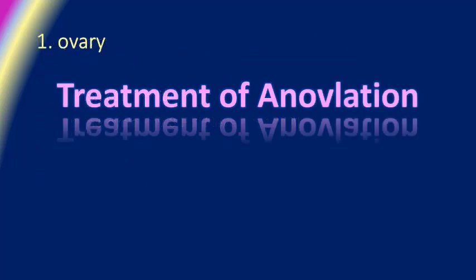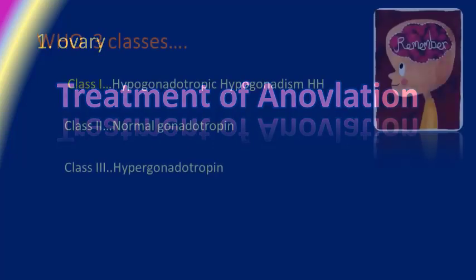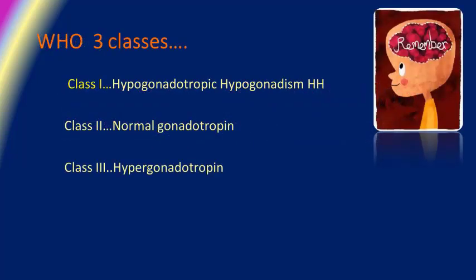First of all, we talk about the treatment of female infertility. The first cause of female infertility is ovarian or anovulation. So, treatment of anovulation. Remember from the previous lecture, we have 3 types of anovulation. WHO classified anovulation into 3 types. First class is hypogonadotrophic anovulation. Class 2 is normogonadotrophic anovulation, and class 3, which is rare, is hypergonadotrophic anovulation.